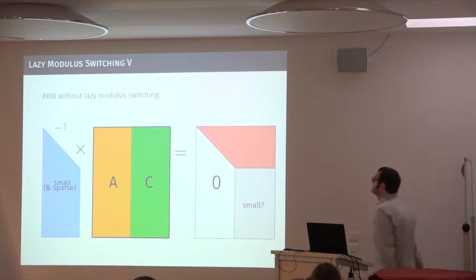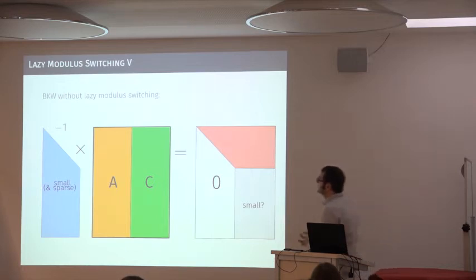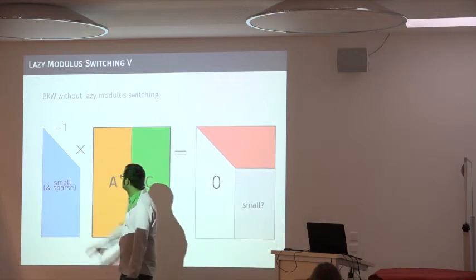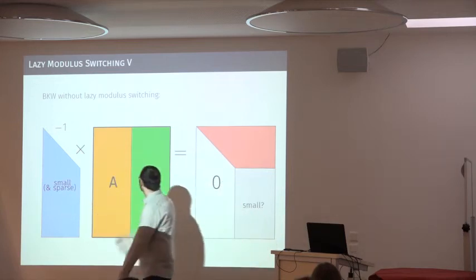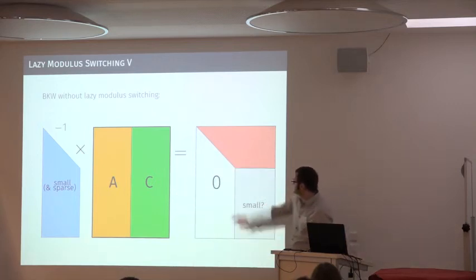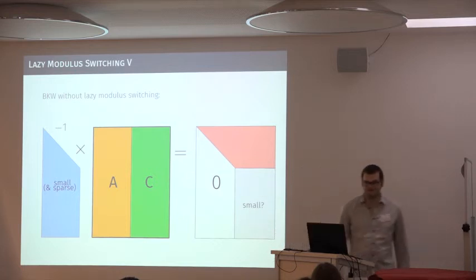And so what we are doing, in the language of linear algebra, when we're doing BKW without lazy modular switching, is essentially looking for a small and sparse matrix that you multiply from the left with your A and C in order to produce something that is 0 here. You eliminate all those columns, and then you check if something is small here.